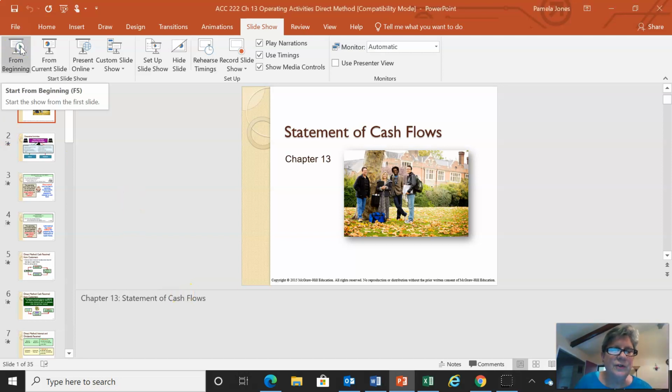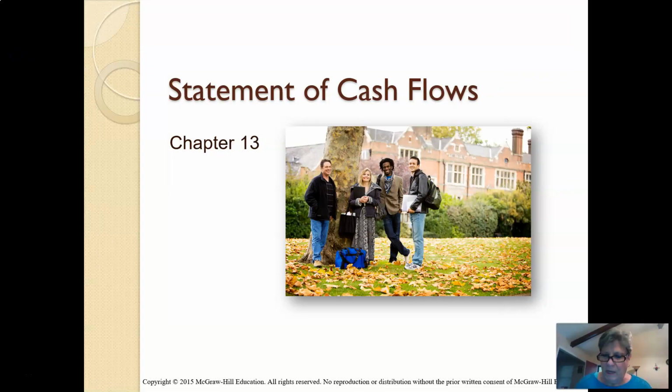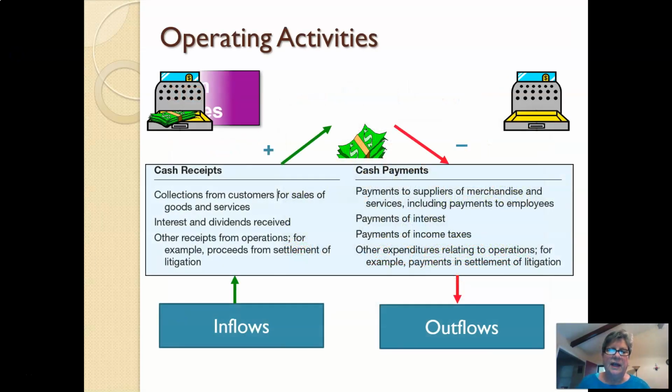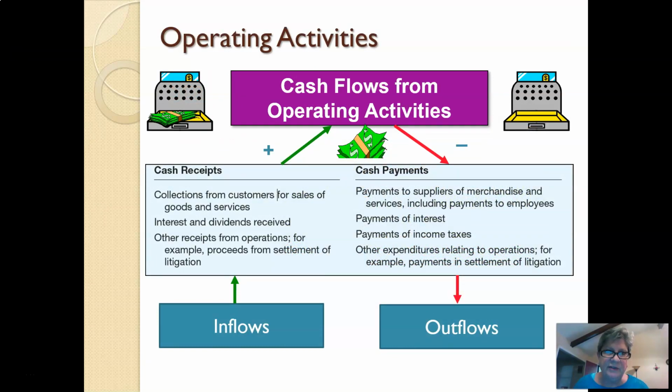All right, so we are still looking at the cash flow statement. And what I want us to look at right now is the operating activities section of the cash flow statement. Recall that operating activities is the explanation of the difference between what's on the income statement and what's under accrual basis accounting and what's actually received or paid in cash.